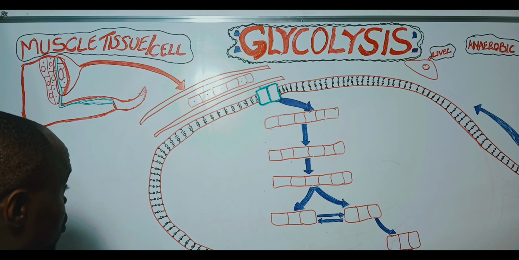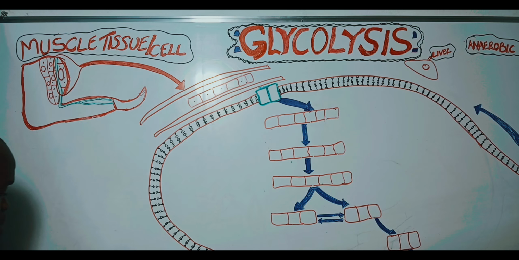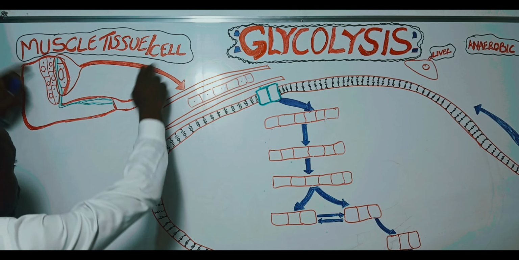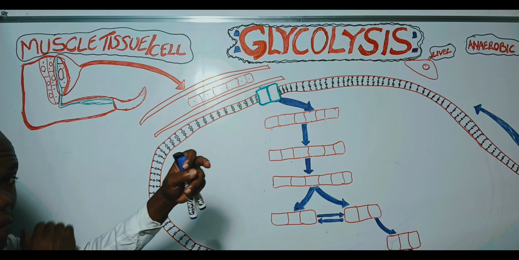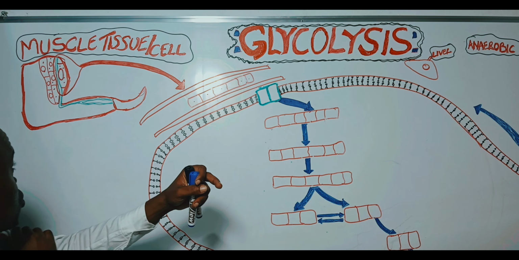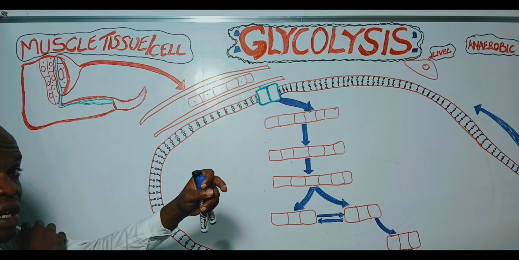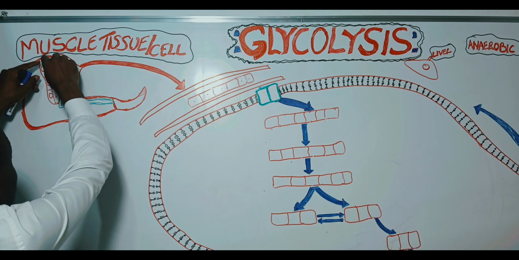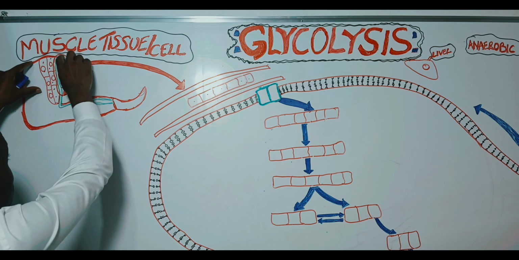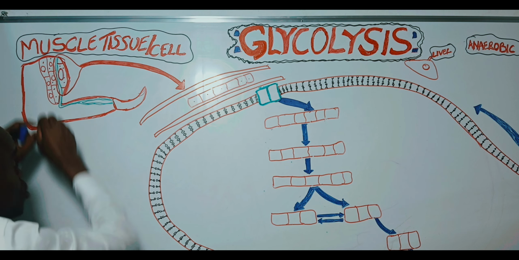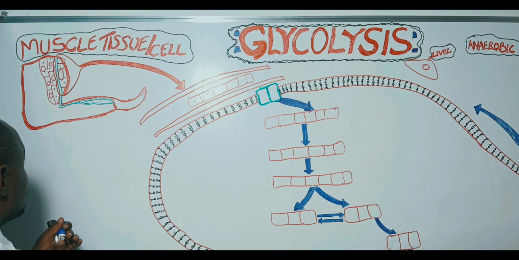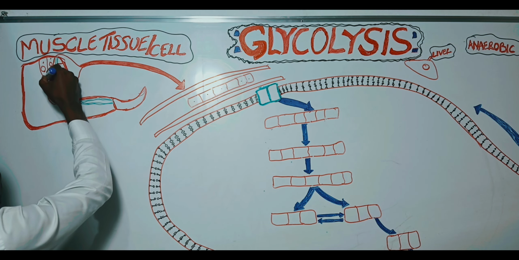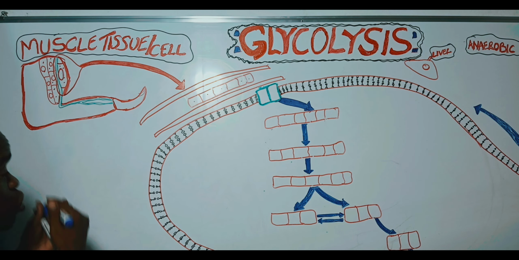Now we are beginning with something very interesting here. I want us to pay attention. I have the muscle tissue here, and of course we have cells there. I'm going to cut a bit of it, and now I'm going to zoom in and look at the tissues there. We have the cells here. This is a muscle cell, and this is a muscle fiber.